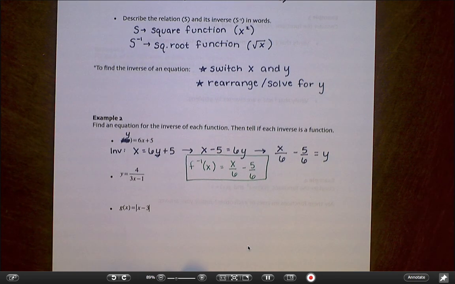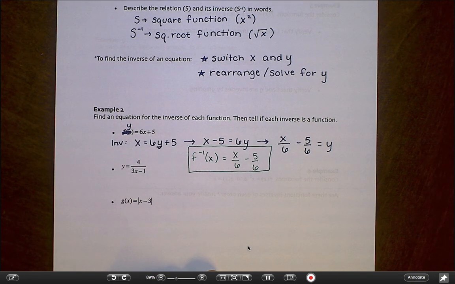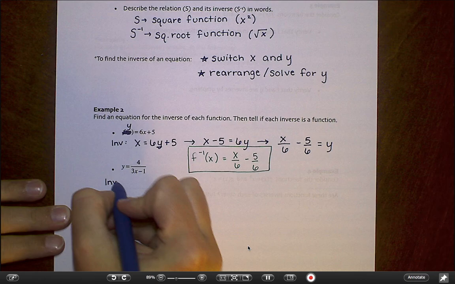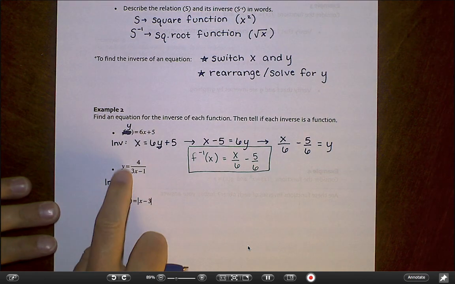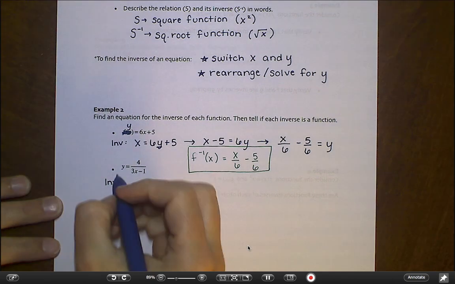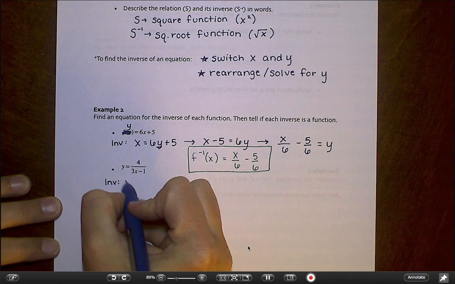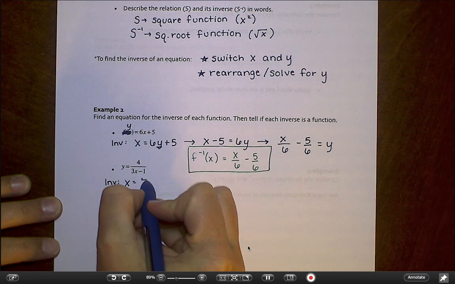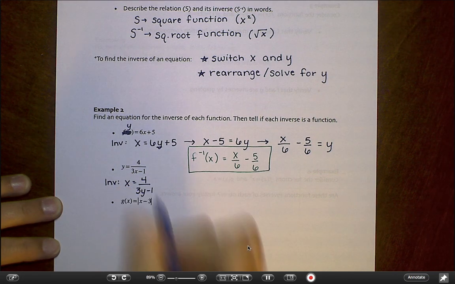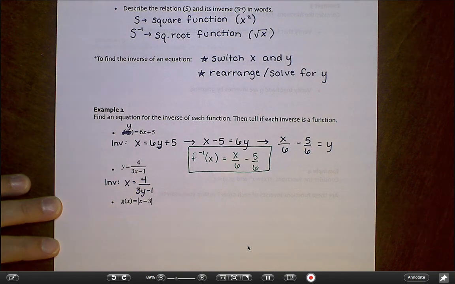That second one, I think, takes a little bit of work to get it back in terms of y. But so I'm going to start. And I always like to mark that I'm finding the inverse so that if you're trying to follow my work, you don't wonder why suddenly the x and the y flip places. So I have x equals 4 over 3y minus 1. I'm going to take the time to show my steps a little better here.